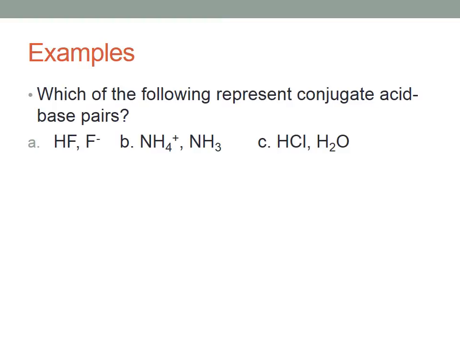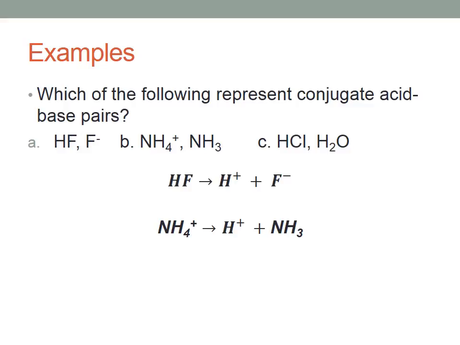So if we have these here and we ask which of the following represents a conjugate acid-base pair, what we're looking for is the pairs that only differ by 1 proton, or by a single hydrogen. So hydrogen fluoride and fluoride ions differ by only a single proton, because hydrogen fluoride lost that proton to give us hydrogen ions and fluoride ions. So these are conjugate acid-base pairs.